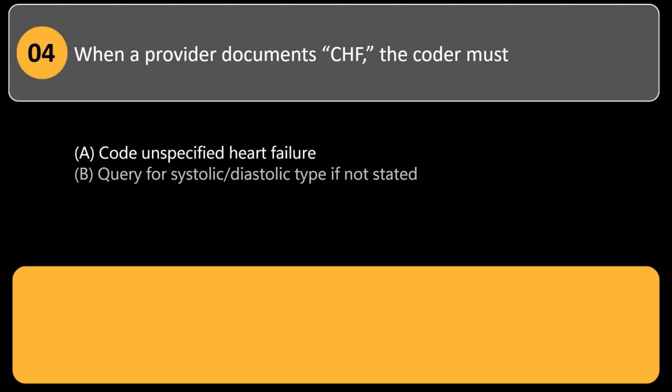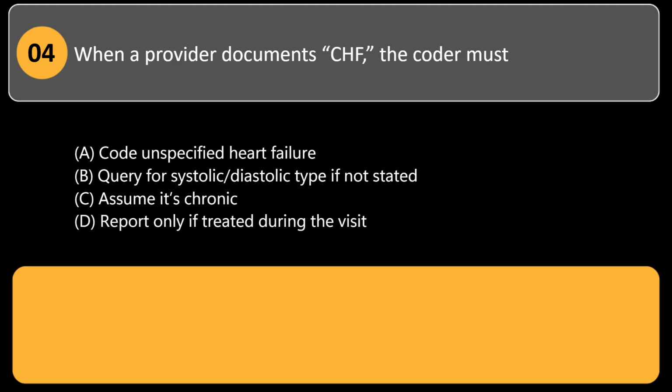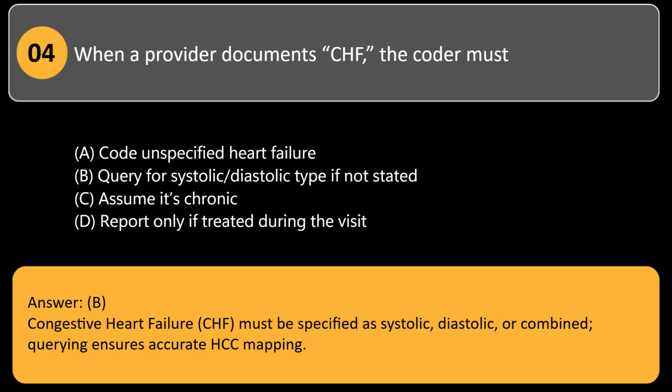When a provider documents CHF, the coder must: A. Code unspecified heart failure. B. Query for systolic/diastolic type if not stated. C. Assume it's chronic. D. Report only if treated during the visit. Answer B. Congestive heart failure, CHF, must be specified as systolic, diastolic, or combined. Querying ensures accurate HCC mapping.